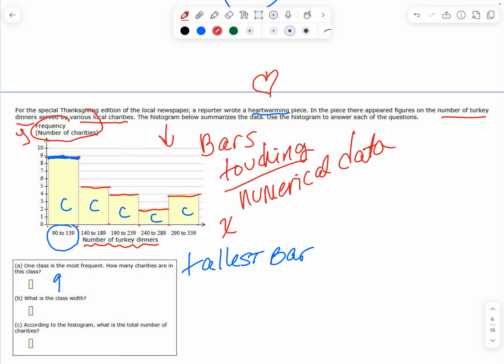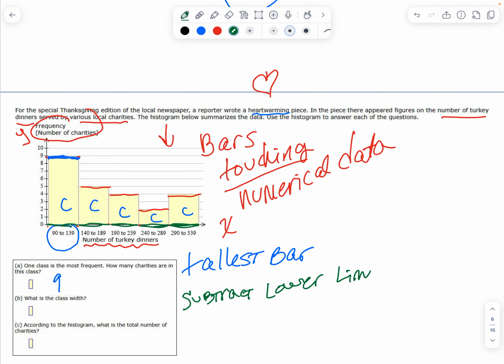Okay, the class width. They're looking to see how many numbers fall in each of these. These are called bins, each of these bins here. So how do you figure that out? You're going to subtract lower limits.